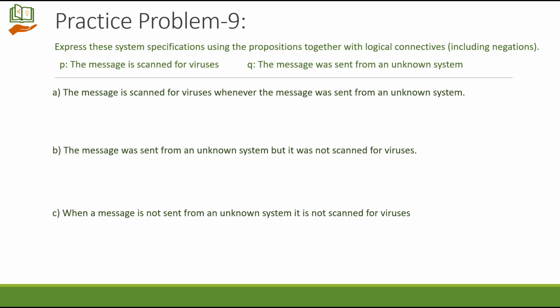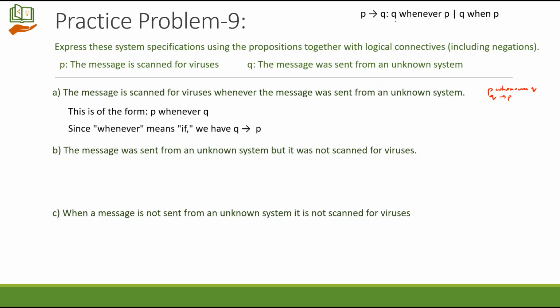The message is scanned for viruses whenever the message was sent from an unknown system. So it is P whenever Q in this form. When we have Q whenever P, it is P implies Q. When we say P whenever Q, it is actually Q implies P. So this is of the form P whenever Q, and so we have the form Q implies P.